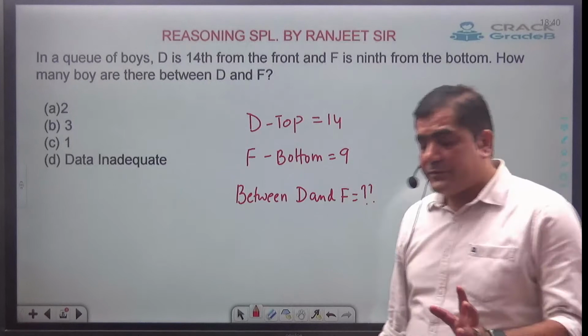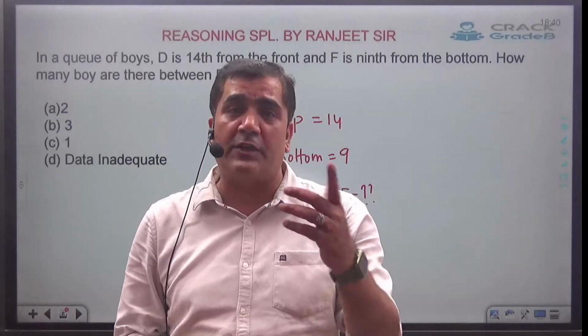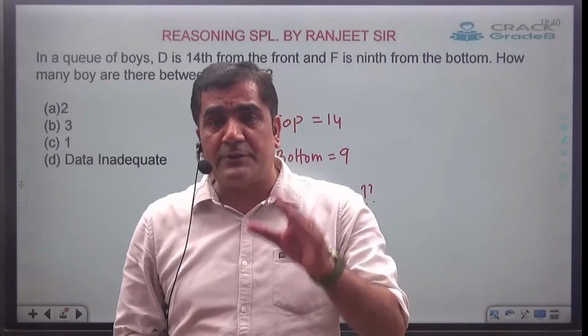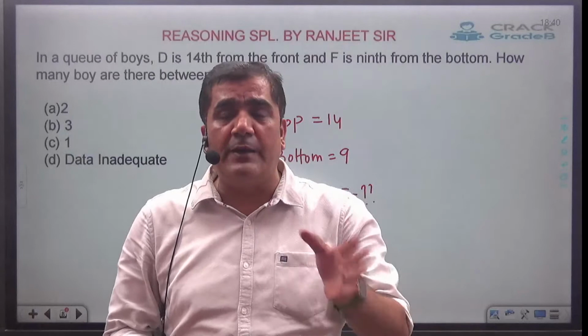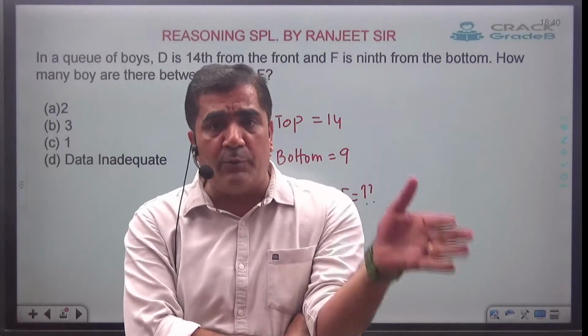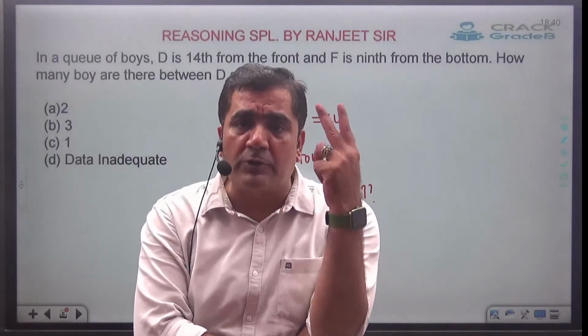See, already we have seen when I was teaching the first class of ranking, the in-between case. Remember, dear, what I have said. Already I have said that in any problem, if one position is given from top and the other is given from bottom, or one position is given from left and the other is given from right, always 2 cases are possible.